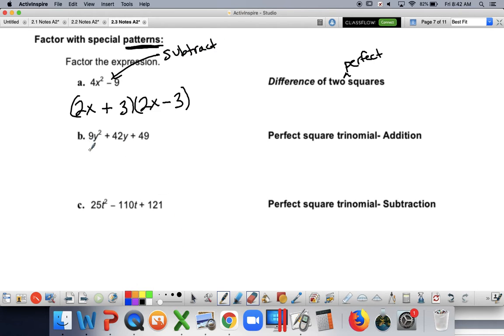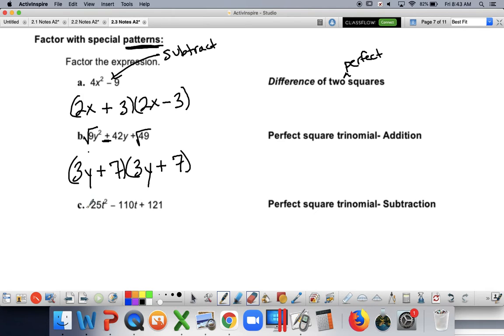I'm going to look at this next one. Same thing, I have a perfect square up front and a perfect square up back. So that is going to tell me that I take the square root of 9y squared, which is 3y, that goes up front. The square root of 49, that goes in the back. And because my middle term is a plus, these both become plus signs as well.